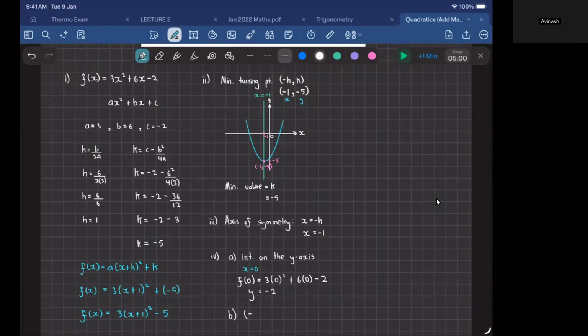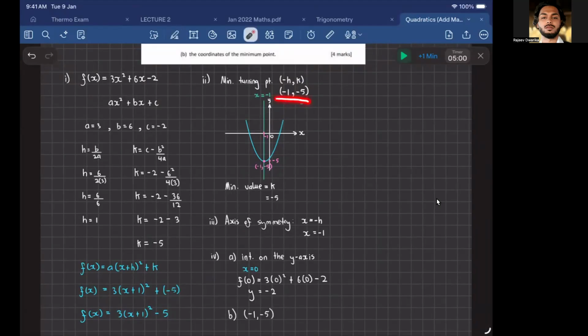-1, -5. Yes. Caleb, anytime I ask you for a coordinate or a point, it must have an x value and a y value. So that would be the -1, -5. What you just told me was the minimum value, which is just how the graph is going down to. Okay.